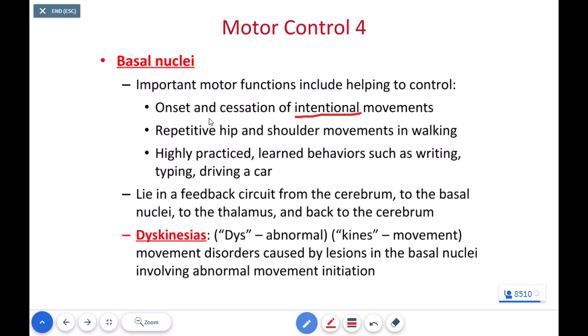Repetitive movements are highly coordinated by our basal nuclei. Our basal nuclei will work in conjunction with the cerebellum to allow us to develop what is known as muscle memory, those automatic motor movements that you don't even think about anymore. Things like tying your shoe, reaching for the shifter in your car, things of that nature. If we have abnormal movement of the body, known as dyskinesis, this is going to be caused by lesions to our basal nuclei and/or lesions to our cerebellum.